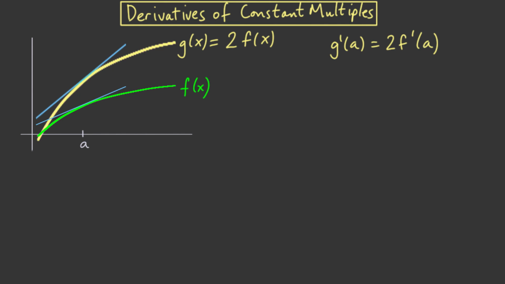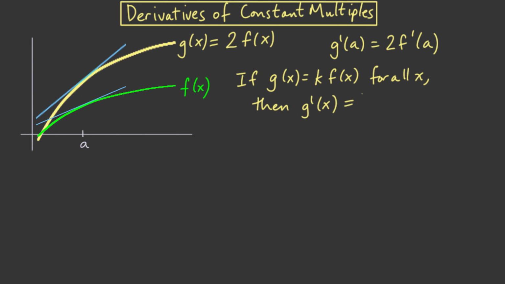This sort of thing is going to hold in general. So not just if g of x equals twice f of x, but if it equals any constant times f of x. So if g of x equals k times f of x for all x, then the derivative of g is going to equal k times the derivative of f.